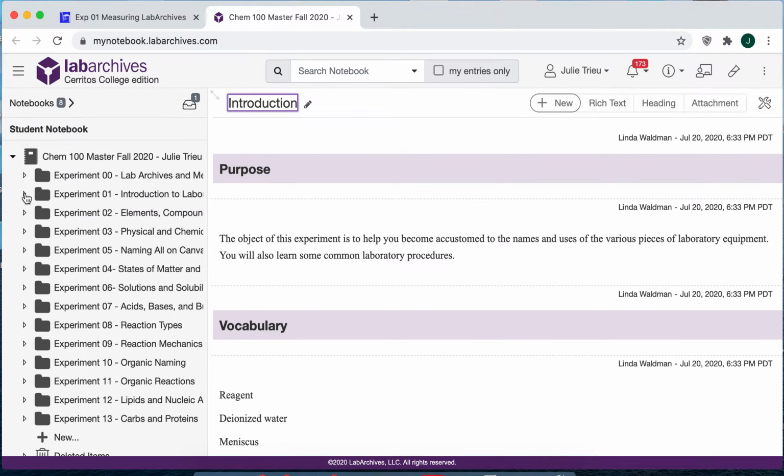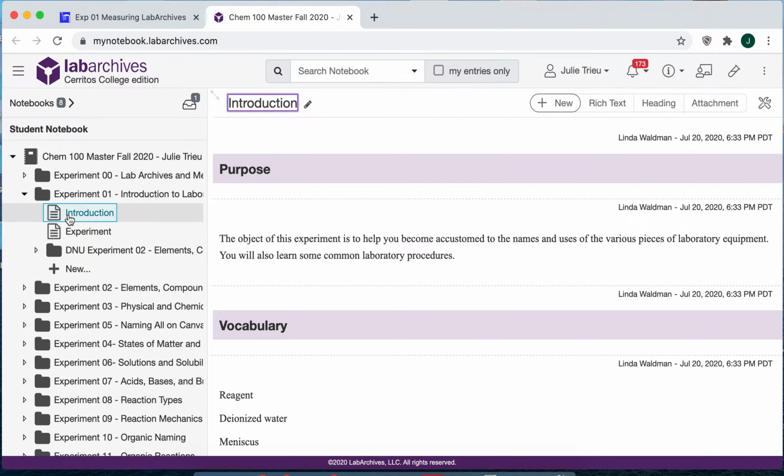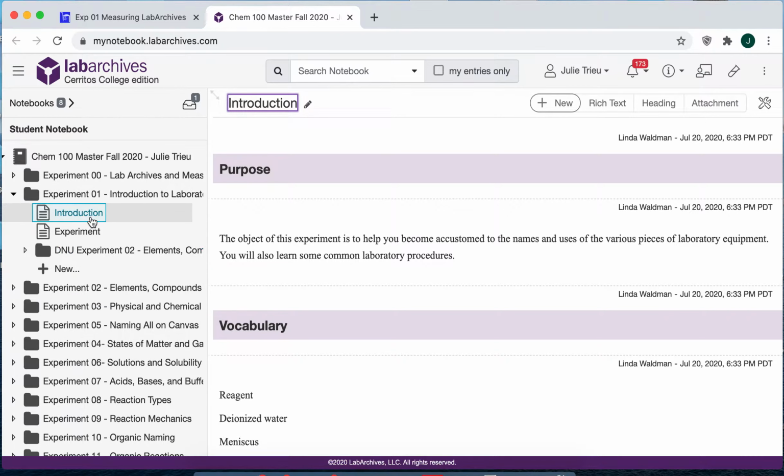So if you click on this experiment number 1 folder, you're gonna see 2 pages and 1 folder. You're gonna read the introduction to know the purpose and what you need to do for this lab, and the experiment, which is where you're gonna complete your assignment, your report, and submit it. The last folder, DNU experiment number 2, you don't have to worry about this. DNU means do not use. So basically you read the introduction, complete the experiment page, and submit it. Don't worry about the DNU folder.